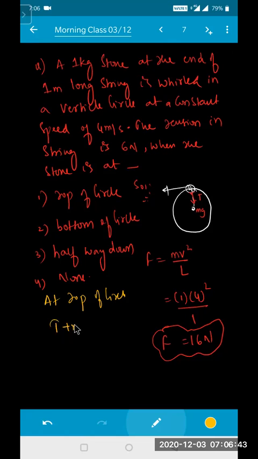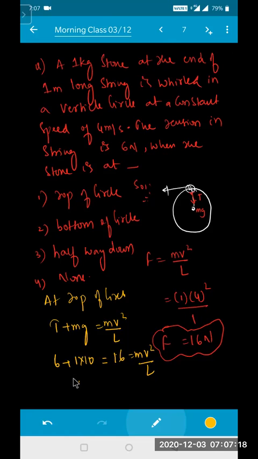And the tension at the highest position is T plus mg equals m v square divided by L. T value is given as 6, plus mg, mass is 1, so 10. That equals 16, isn't it? So this is 16. That means 16 is equal to m v square by L only. So this is the applied force. So the tension in the string is 6 Newton when the stone is at the top of the circle.